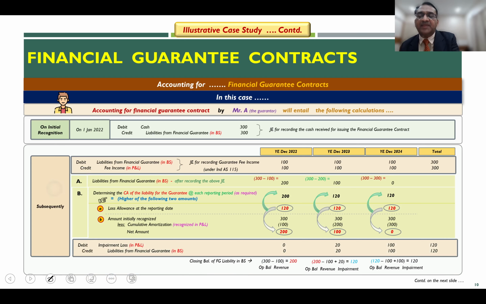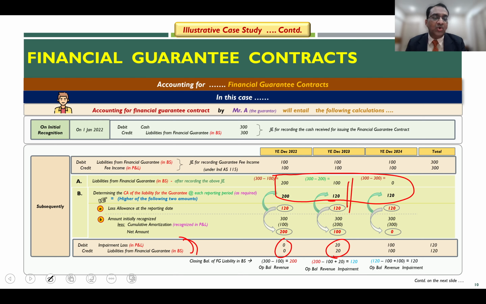Why would you record that impairment loss entry? Because of comparing these two numbers. And therefore, in the first year, there is no impairment loss. In the second year, you have 20 rupees impairment loss. As I just explained, you are required to carry 120, but you have only 100 rupees, and therefore the shortfall of 20 gets recorded. Same way, in year number 3, the shortfall of 100 will get recorded.